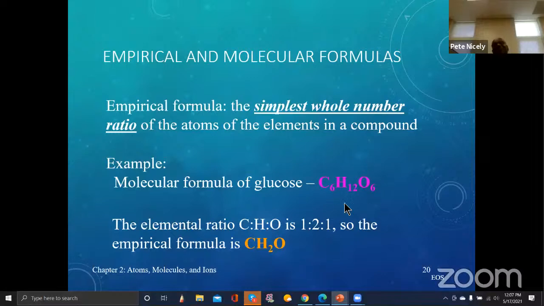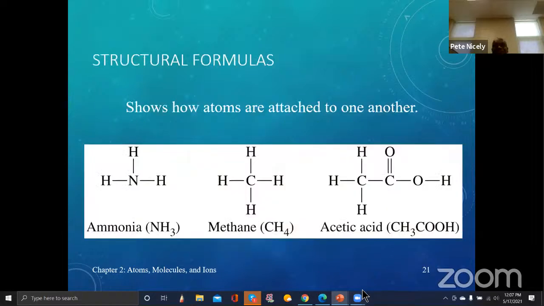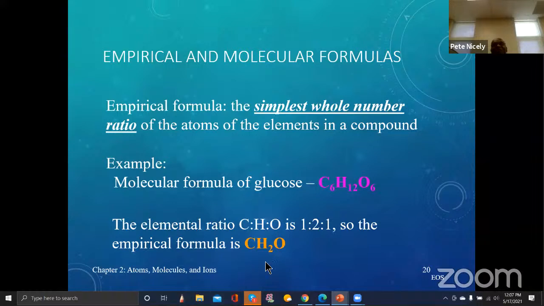In some cases, the molecular formula and the empirical formula would be the same. A good example of that would be water, H2O. H2O is both the molecular formula and the empirical formula for water. In other cases, such as glucose, in order to get from the empirical formula to the molecular formula, you have to multiply the empirical formula by some integer. For glucose, you'd have to multiply the empirical formula by 6 to get to the molecular formula. All right, and later on, we're going to see how we can achieve that based on some calculations.